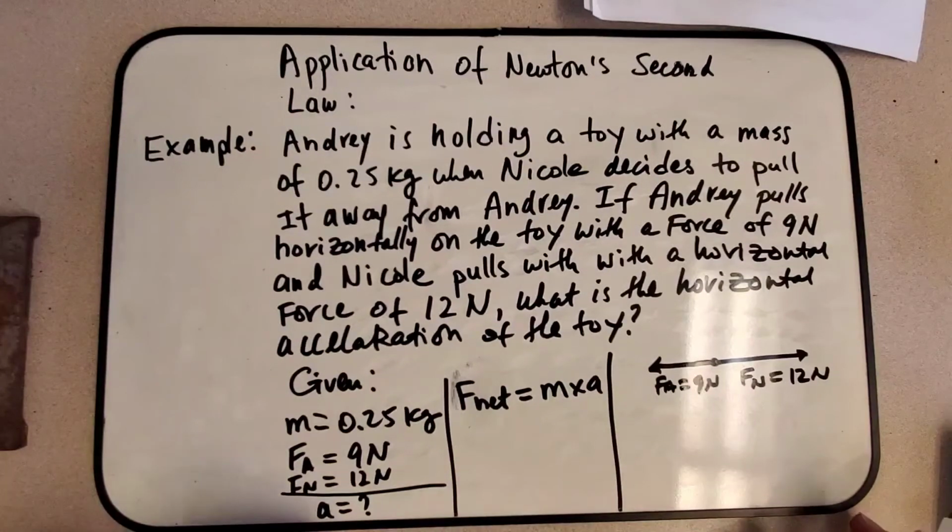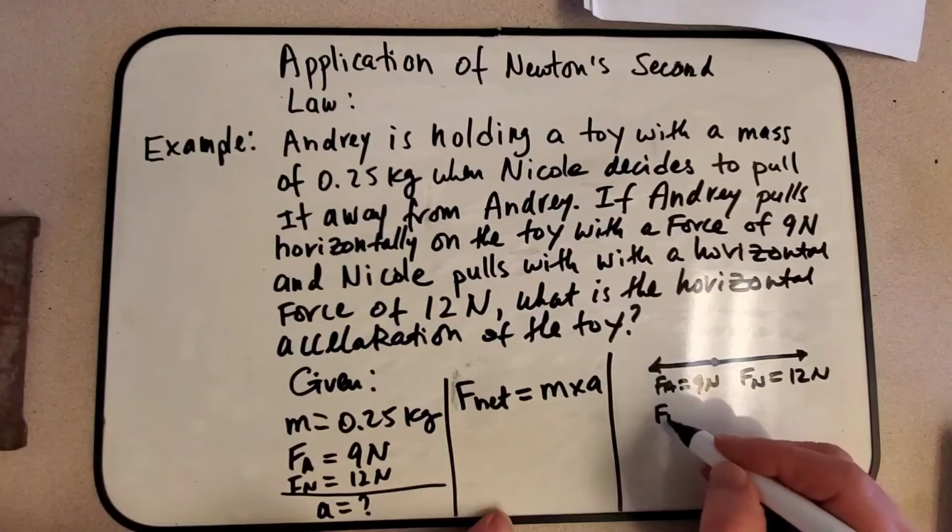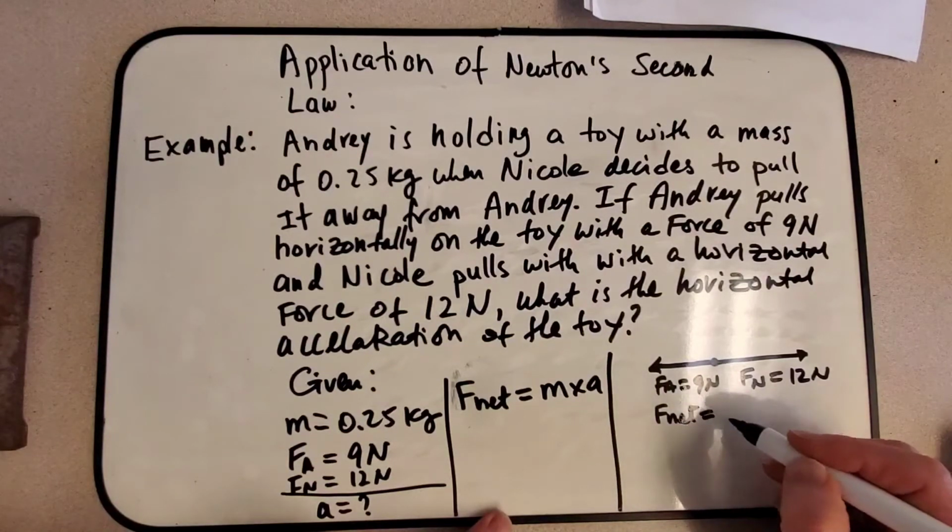So how do I find, guys, the F net? Well, remember, guys, when we have to add vectors, F net will be nothing else but the what?